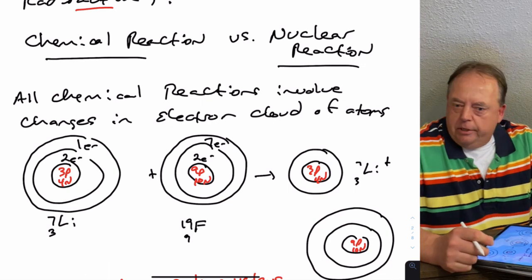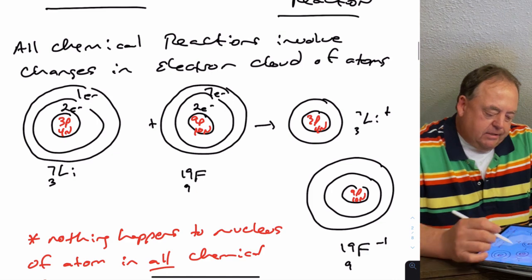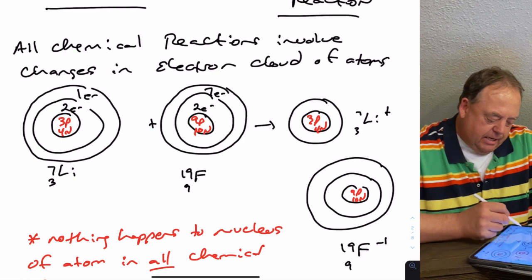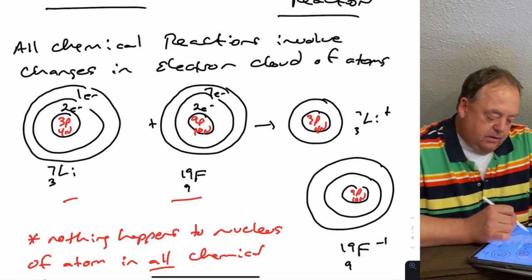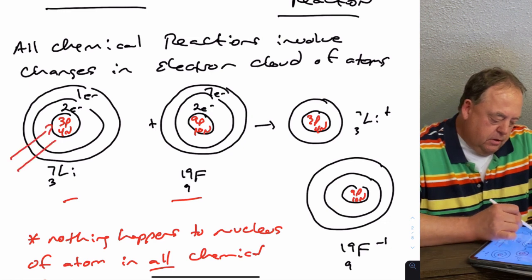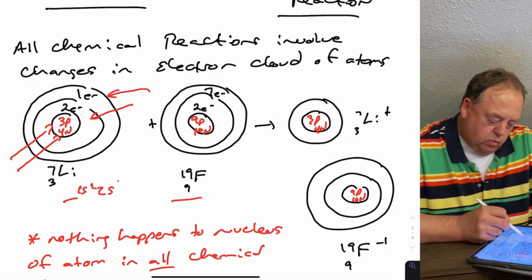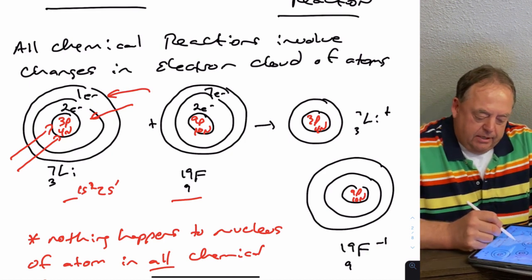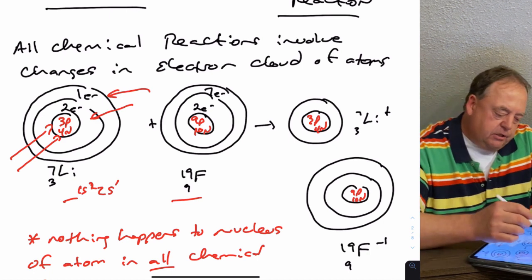Okay, so what's the difference between a chemical reaction and a nuclear reaction? In chemical reactions, they only involve changes in the electron cloud of the atoms. So if we took an example, if you take lithium and react it with fluorine, so lithium 7, right, it's got 3 protons, 4 neutrons, and 3 electrons. So of course, if you remember, 1s2, 2s1, 2 electrons in the first shell, 1 in the second shell. And fluorine 19 would have 9 protons, 10 neutrons, 2 electrons in the first shell, 7 in the second shell.